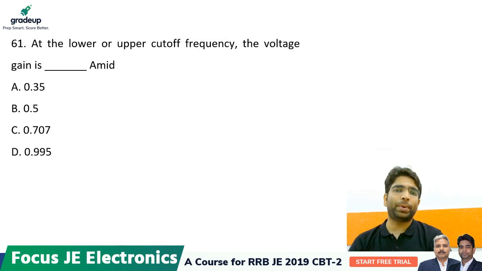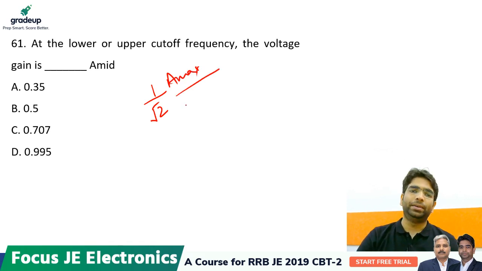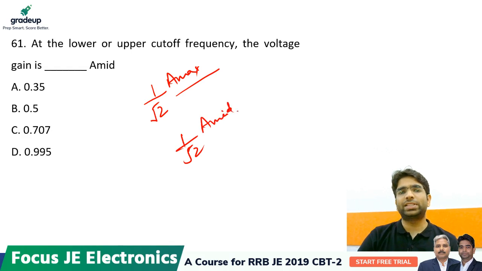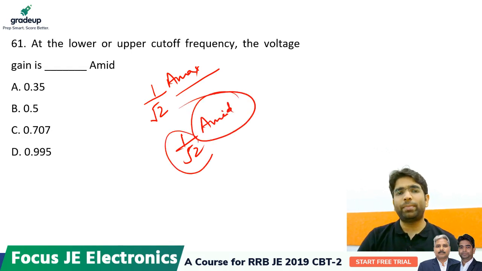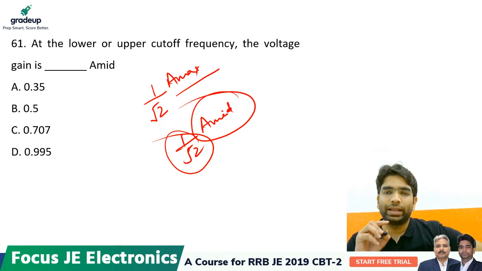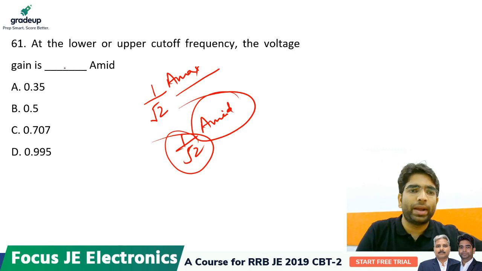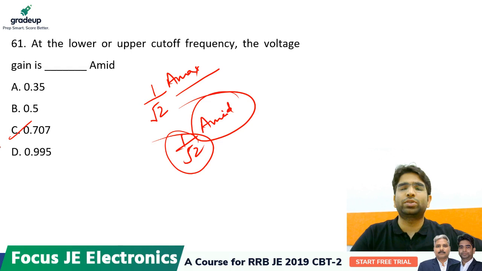At the lower or upper cutoff frequency, the voltage gain is A max or A mid? It is 1 by root 2 times A mid. Mid band frequency gain is A mid, and 1 by root 2 is the gain at the upper or lower cutoff frequencies. So 1 by root 2 will be 0.707.